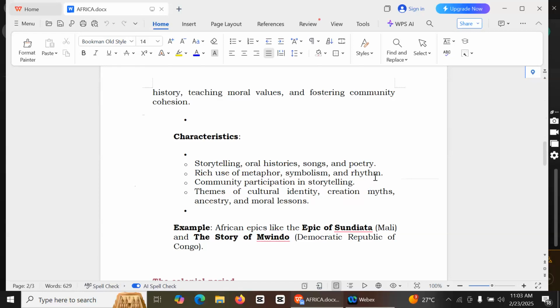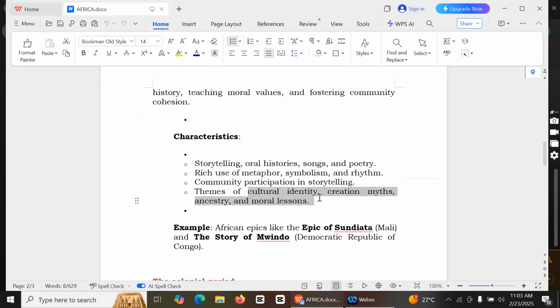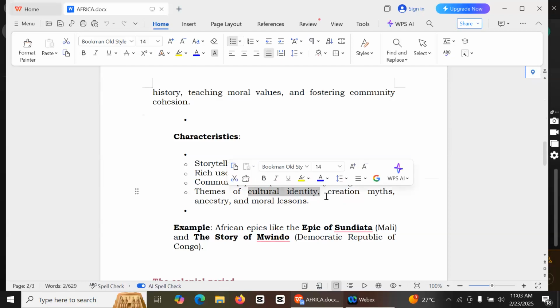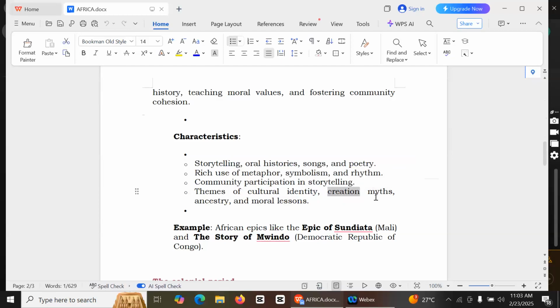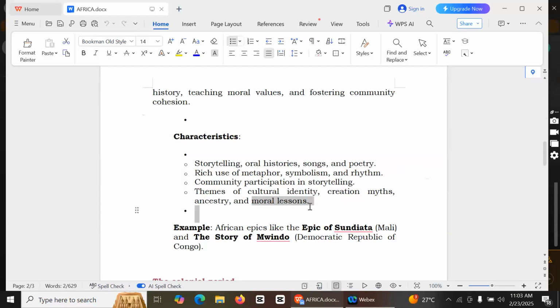Also, dear student, don't forget the themes based on this period: their cultural identity, creation of myths, ancestry, and moral values. Those are the themes they focused on in this period.